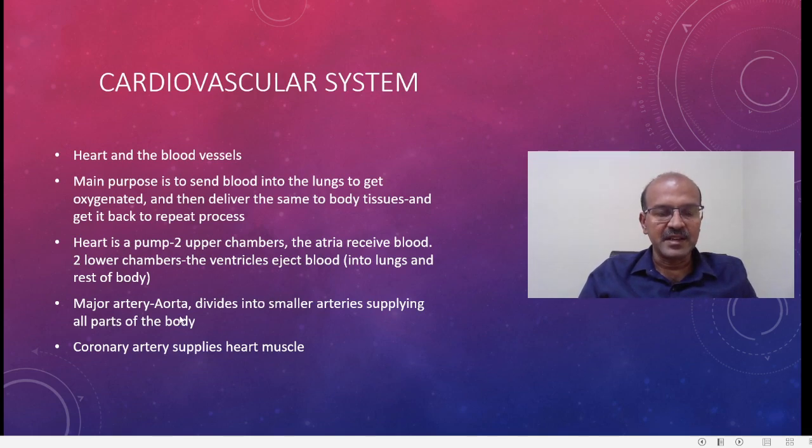We have a major artery called the aorta, which divides into the smaller arteries as it goes down to the rest of the body. There is a blood supply to the heart muscle itself called the coronary artery, and this is the first branch coming from the aorta.